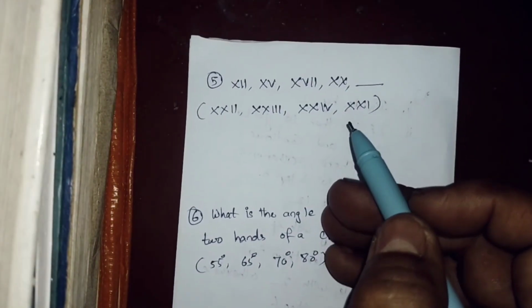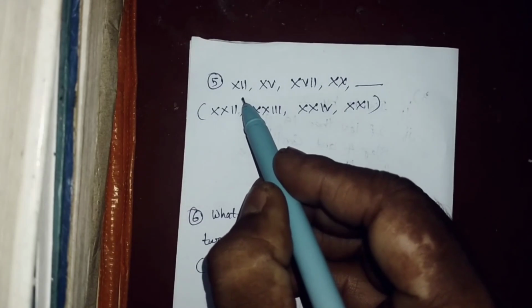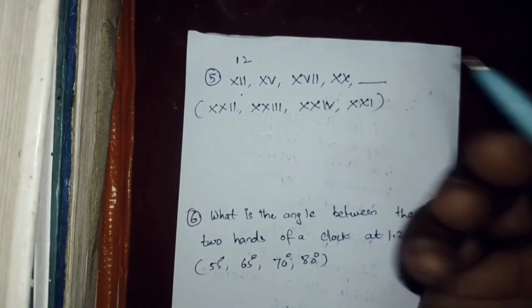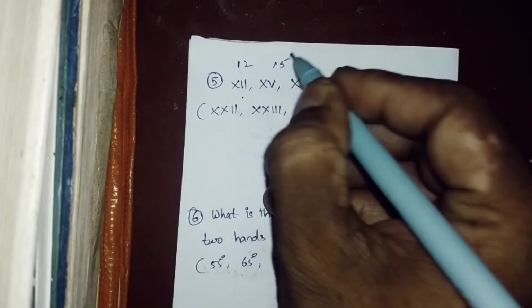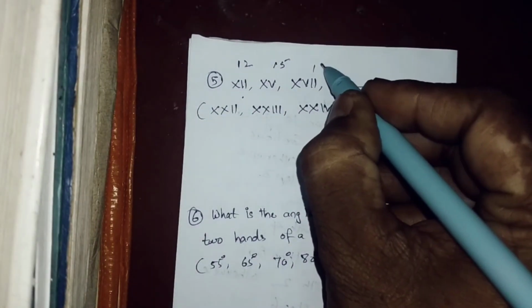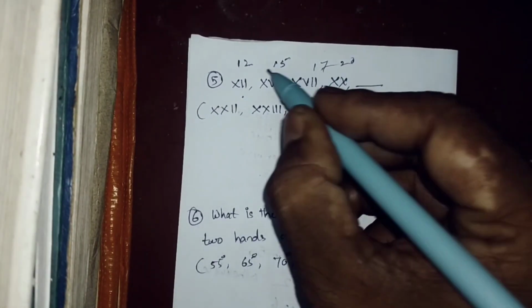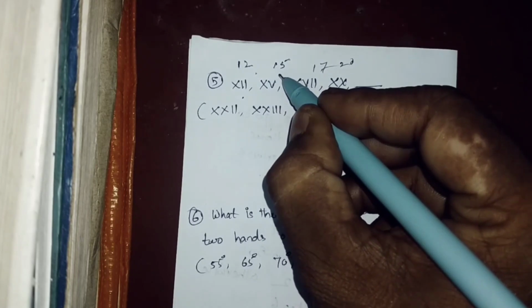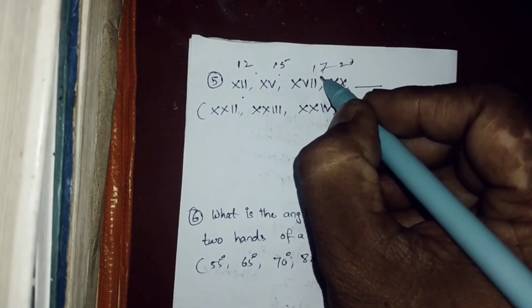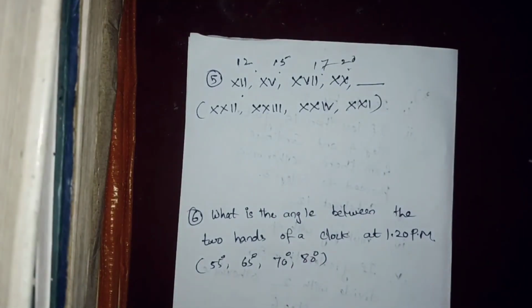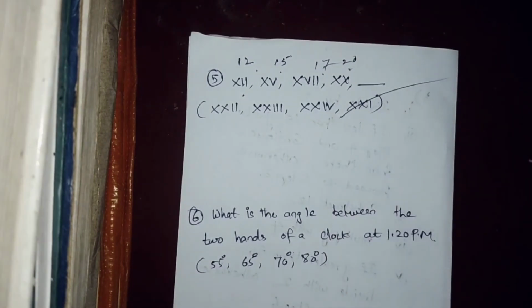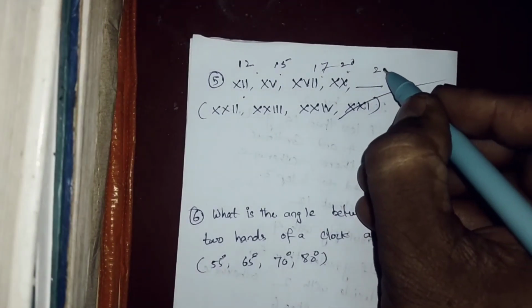This is very easy for you, dear students. This is 12. He has given in Roman. This is like a number series, 15, 17, 20, 12, 13, 14, 15, 16, 17, 18, 19, 20, 21. I got the option 21.